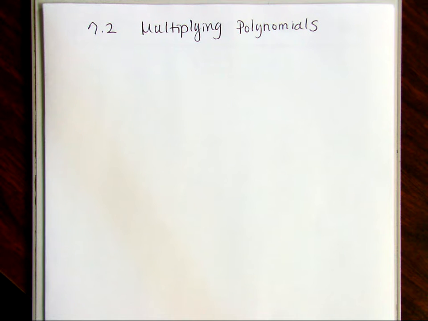Okay, so for 7.2, we are going to multiply polynomials. In 7.1, we added and subtracted them. Today, we're going to multiply them. We will not be dividing them in Algebra 1, though, so this is it after this.